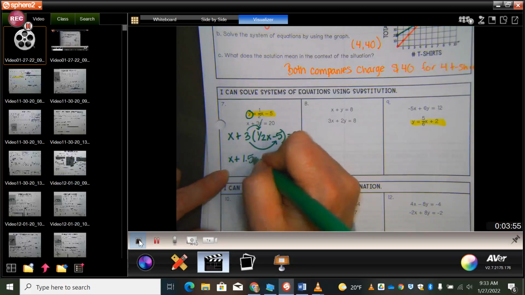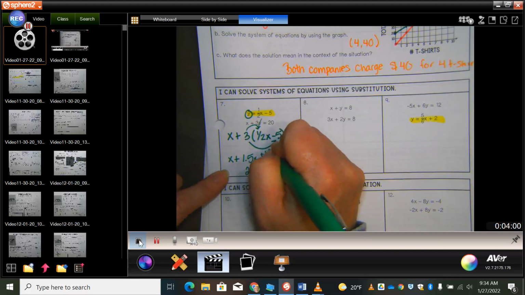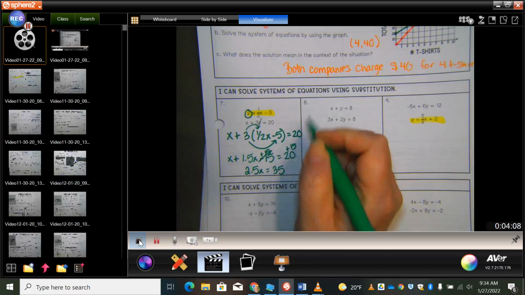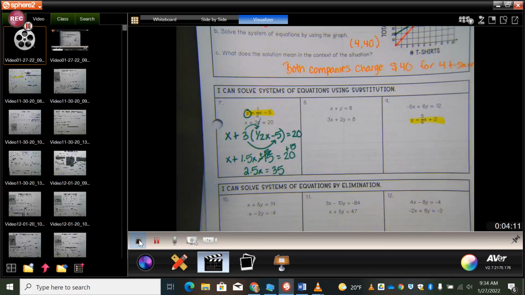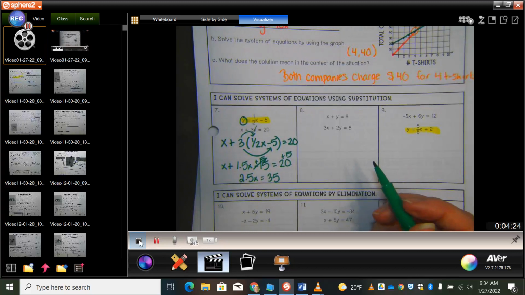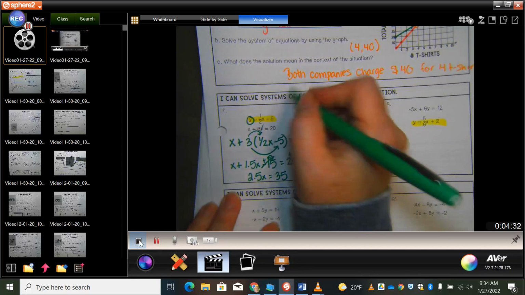If I combine these two, I get 2.5X. I need to add 15 to both sides so that I get all my constants on one side, so that is equal to 35. Now to solve this problem, all I need to do is divide both sides by 2.5. And if I divide both sides by 2.5, I end up with, let's see, 35 divided by 2.5, and I get 14. So that is my X value.